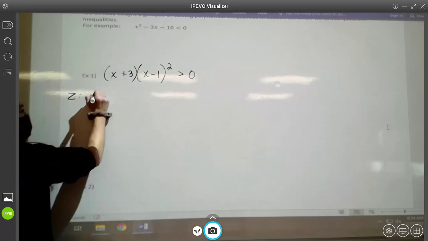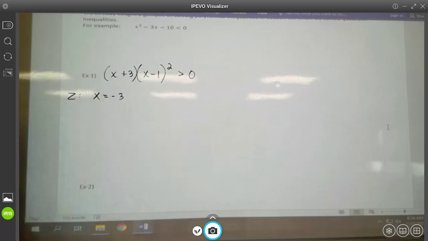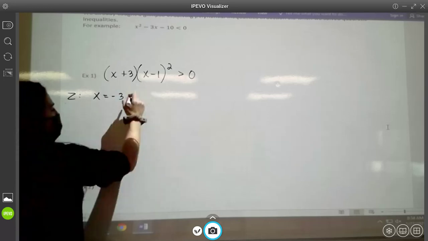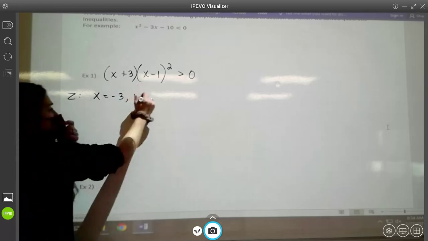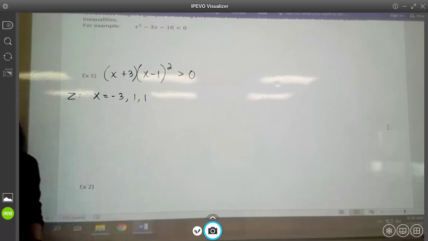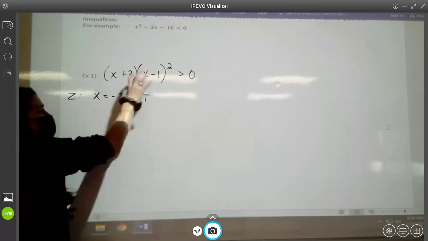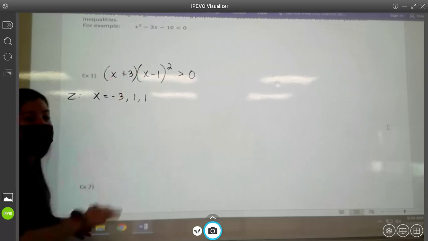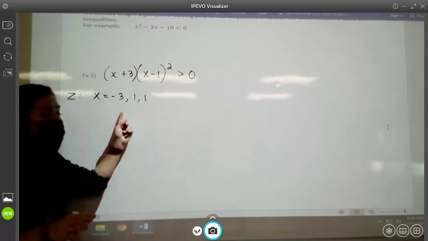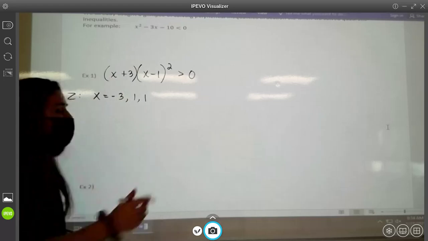So obviously, if x is -3, it's going to equal 0. And if x is 1, but technically it's a double root because there are 2 factors of that. I just like to make note of it in case you ever want to look at the graph. These are the numbers that are going to physically make this expression equal 0. So now what you do is take the numbers that make it equal 0, throw them on a number line.